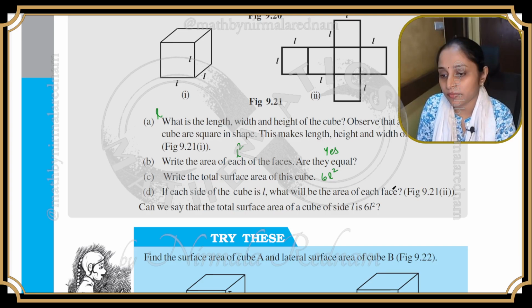Each face, if each side is given as L, then that is what you have written. Area of each face is L square. Can we say the total is 6L square? True. Yes, we can say that the total is 6L square.